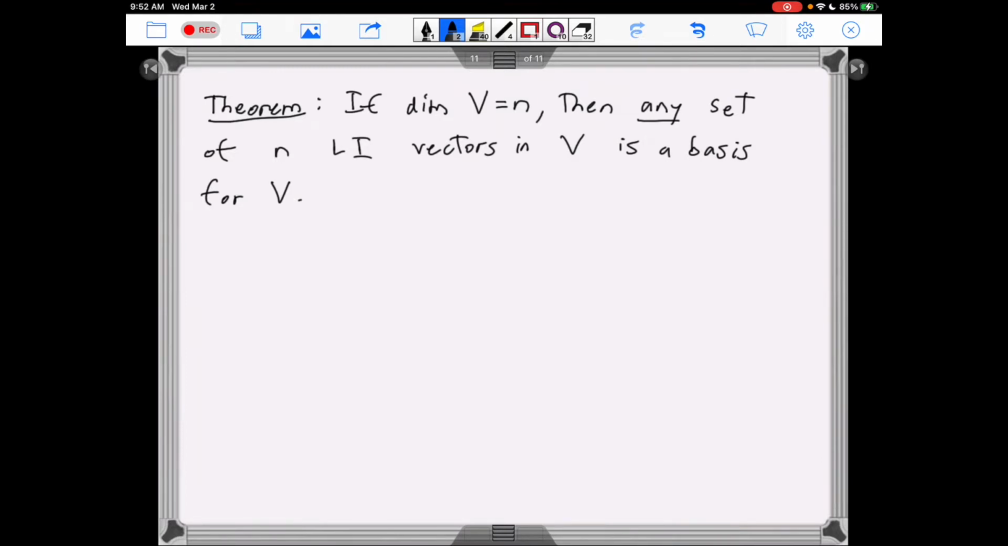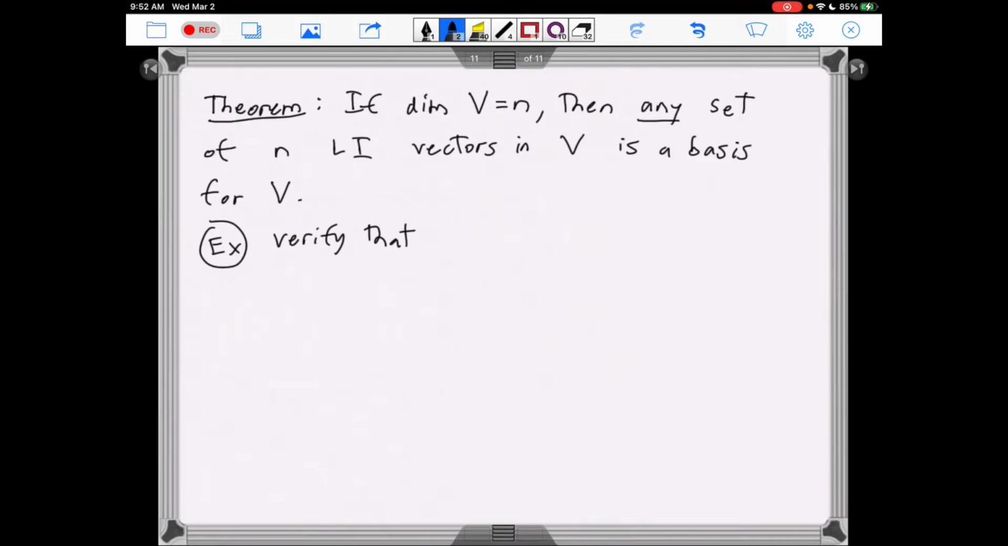Why is this nice? Because normally to show something is a basis, you have to show that it's linearly independent and that it spans. That was the definition for being a basis. However, if you know the dimension of the space already, you basically only have to show one of those two things. So let's just do a quick example here just to demonstrate the power of this theorem.